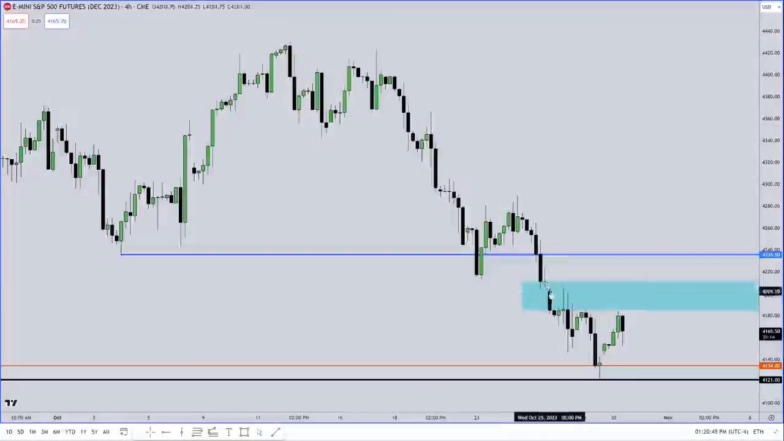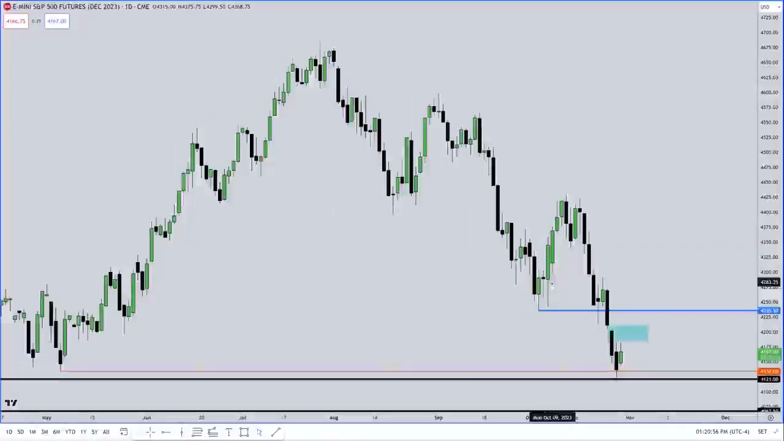There's a volume imbalance inside of this fair value gap, with volume imbalance on the daily chart. Remember this shaded area here? That's on the daily chart. Let me go back up real quick. I'm sure I'm going to lose some of you.